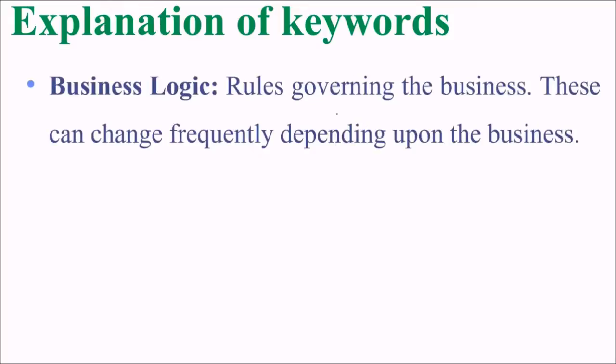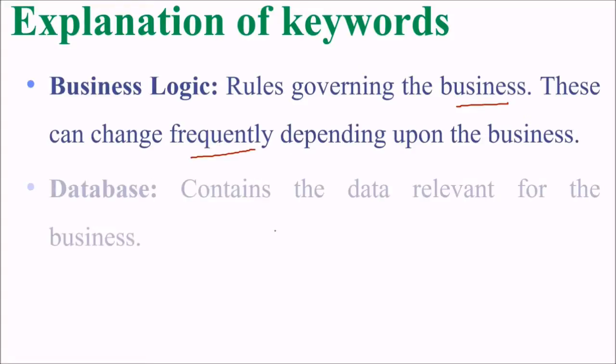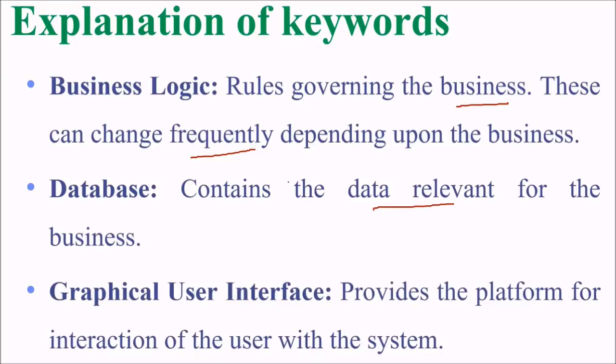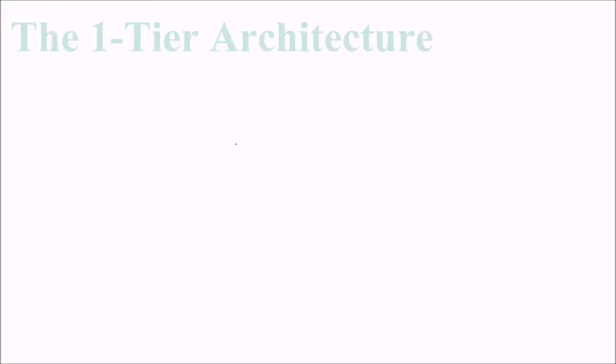Let us see the keywords first of all. What is business logic? These are the rules governing the business. This can change frequently depending on the type of business. And the database, of course, holds the data which is relevant to our business. The graphical user interface provides the platform for interaction of the user with the system, the way of interacting with the solution.